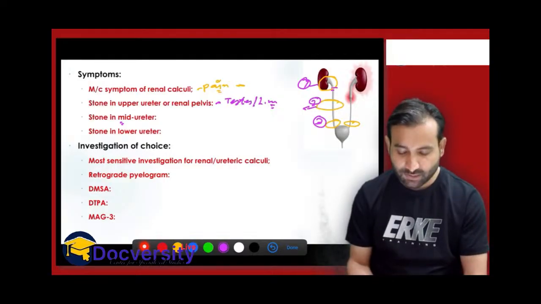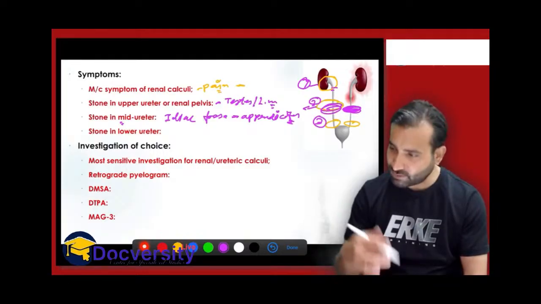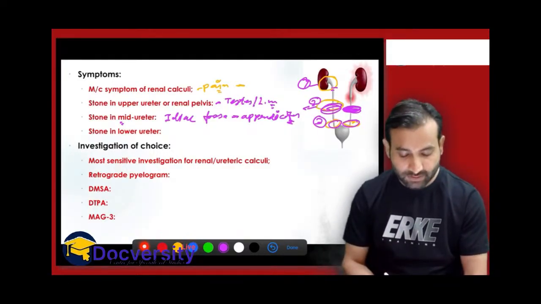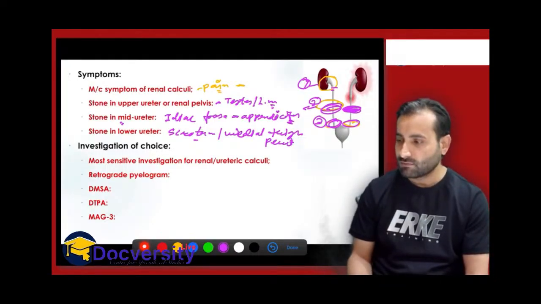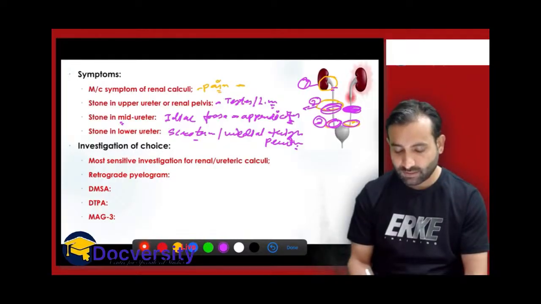If the stone is present within the mid ureter, it goes to the iliac fossa, and it mimics appendicitis, right? Remember, it is middle, it lies within the iliac fossa, that's why it goes to the iliac fossa. And then the stone in the lower ureter, the pain goes to the scrotum, or the medial thigh, right? So these are the sites of radiation of the pain. Please remember, or it may go to the perineum as well.